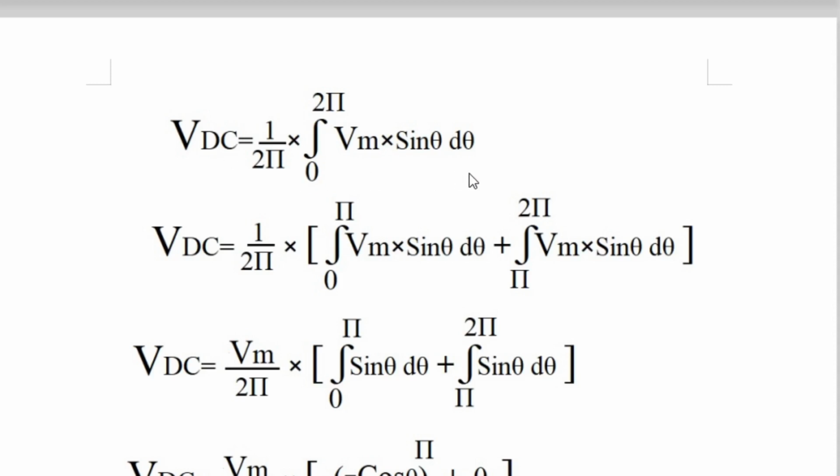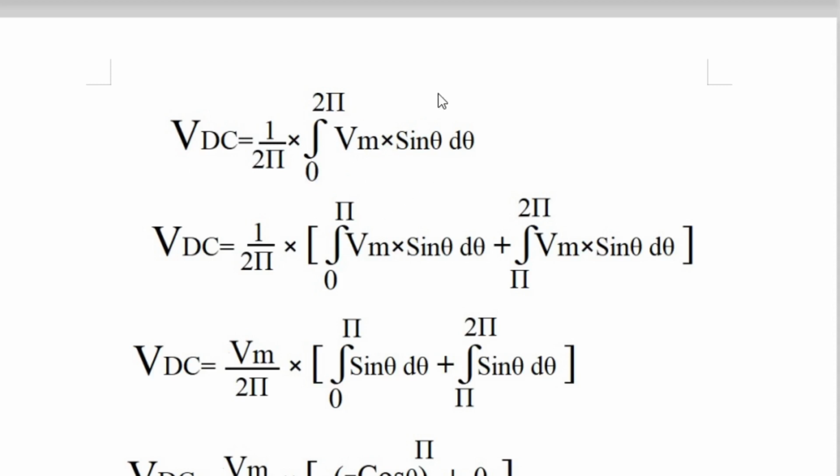Therefore, this equation is very important. VDC is equal to 1 upon 2 pi, one cycle is of the order 0 to 2 pi, integration of 0 to 2 pi Vm sine theta d theta. Now we will simply go on solving this equation and you will get the magnitude of VDC. It is the entire mathematics. Only the first equation you remember: DC voltage at the output of half wave rectifier is given by the equation 1 upon 2 pi, integration of 0 to 2 pi.